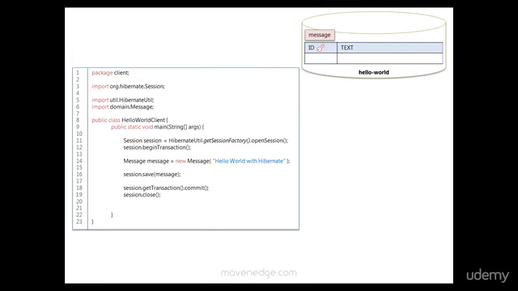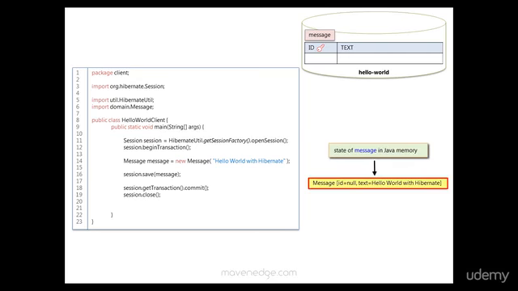So first we are getting hold of a session object, and then we tell it that it's about to be used for some database interactions by calling its begin transaction method. Then on line number 14, we create a message object that we want to be persisted to the Hello World database. And once line 14 is executed, this is going to be the state of the message object. Its ID value will be null.